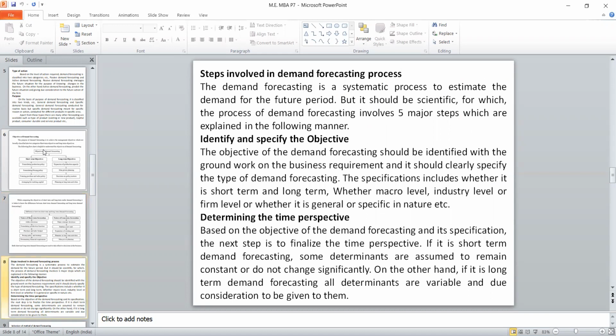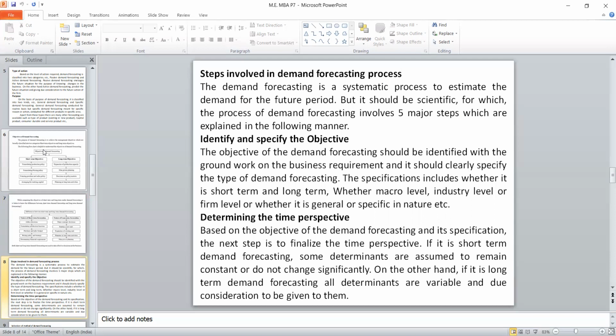So after knowing the short-term and long-term, we should know what are the steps to implement the demand forecasting. First of all, we should identify or understand what is the purpose of it. What are the objectives of the demand forecasting? Whether we are going to estimate the sale or we are going to recruit the manpower, or whether we are going to start a new unit. Based on that only, first we should identify the task and specify the exact objective of that particular forecasting.